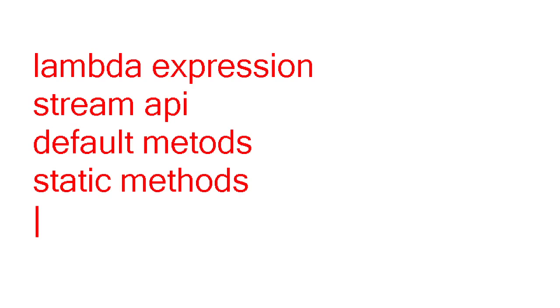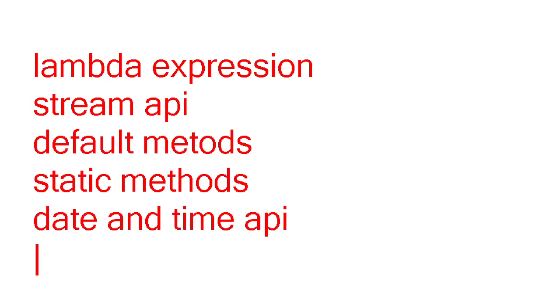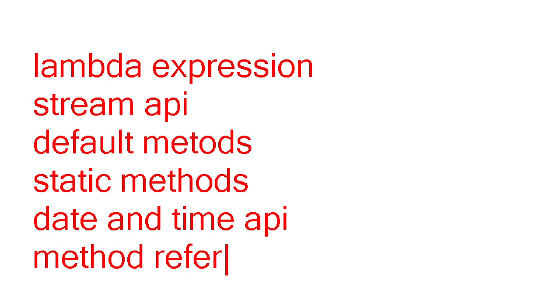The new date and time API, and there's also method reference, the double colon, I mean the scope resolution operator. These are the main concepts in Java 1.8 features, and we'll see them anyhow.